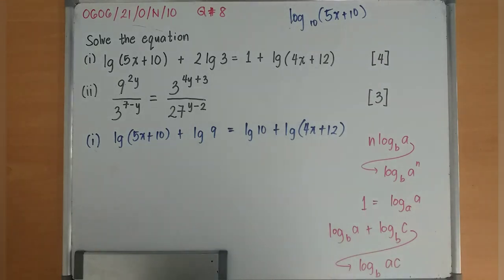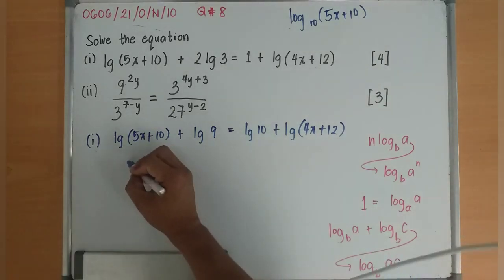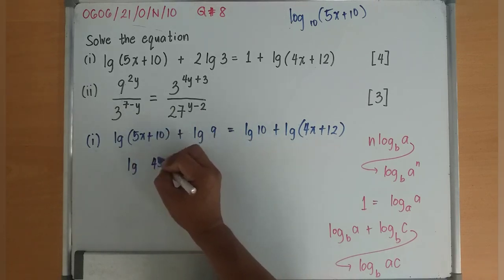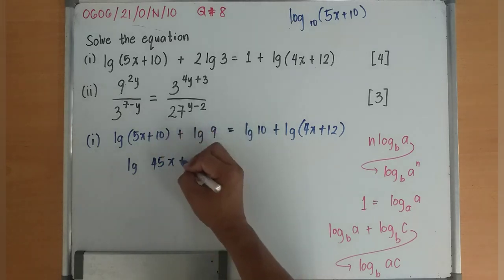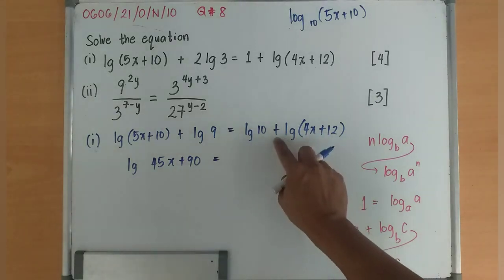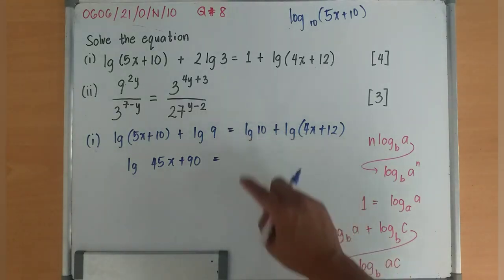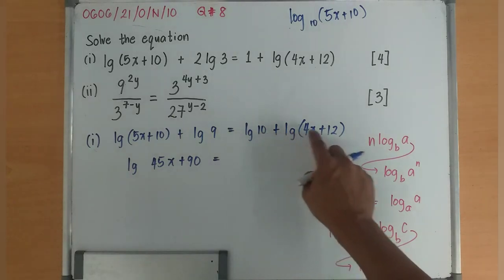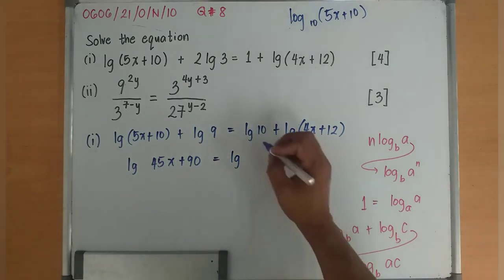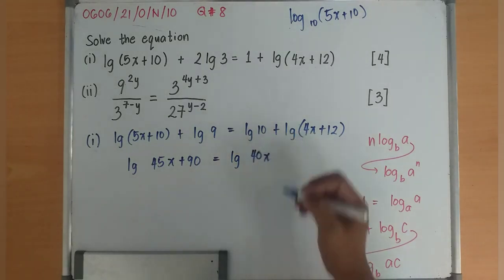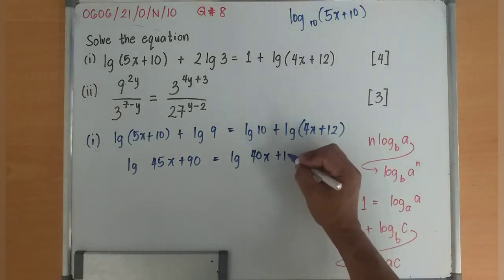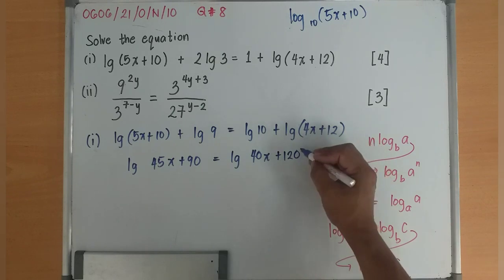So I have now logarithm of, or LG, 9 times 5x, which is 45x. 9 times 10 is 90. The same thing with this. Since this is plus, I am adding two logarithms. I'll just basically multiply 10 and 4x plus 12. So I have LG 40x, 10 times 12 is 120.